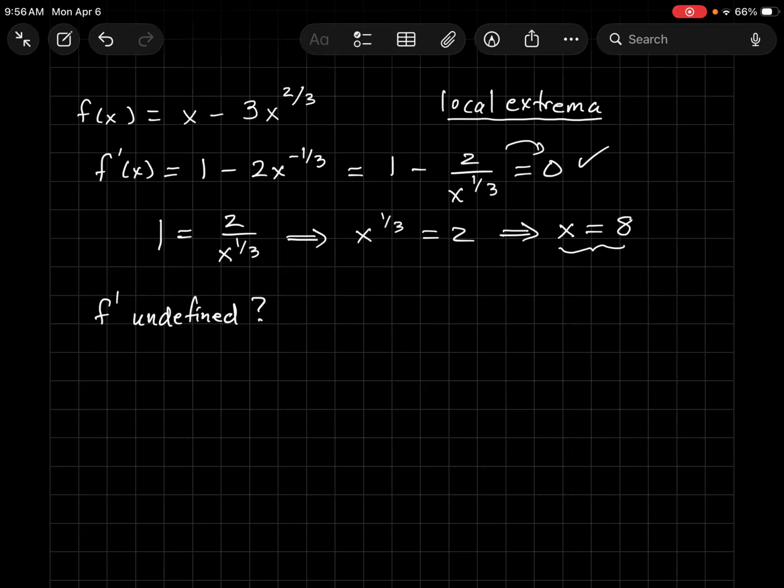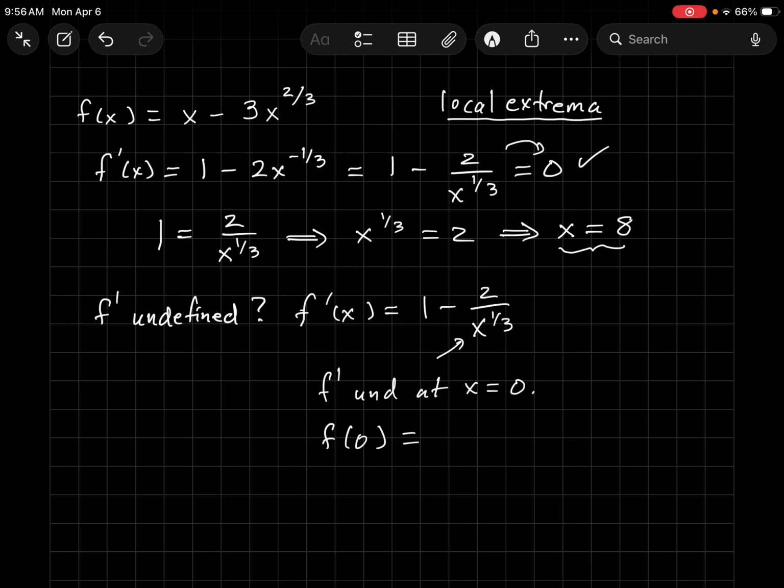And it is. We see that since f prime of x equals 1 minus 2 over x to the 1/3, f prime is undefined at x equals 0. And since f is defined, f of 0 does have a value, then x equals 0 is also one of our critical points.